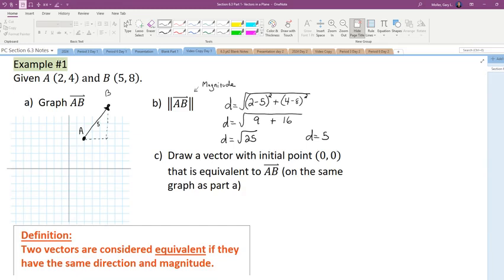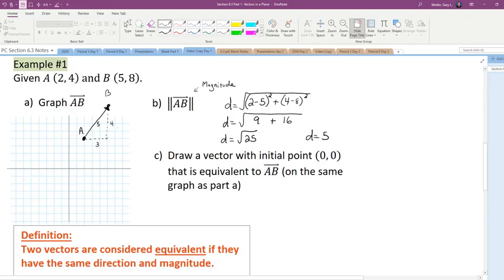All right. Now, part C. Draw a vector with an initial point (0, 0) that is equivalent to AB, the one we just did, on the same graph. All right, so this brings up a point: a vector has magnitude and direction, but where it starts and ends is flexible. So we can say two vectors are equivalent if they are going the same direction and they have the same length. So if we take a look at what we did here, we had a vector that went over 3 and up 4.